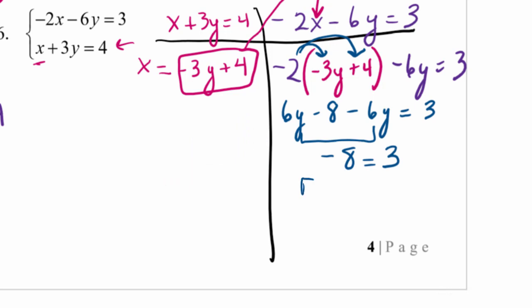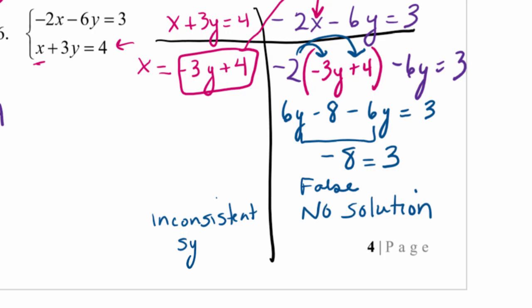That's a false statement. So what does that say? Well, now we've got the parallel lines. There is no solution. These two lines will not meet. They're parallel. No solution to the system. And this is the inconsistent system. Parallel lines.